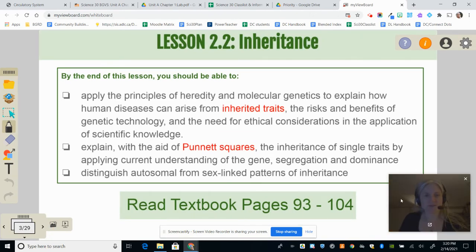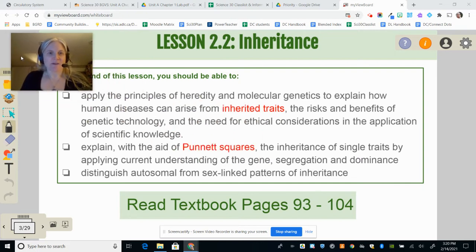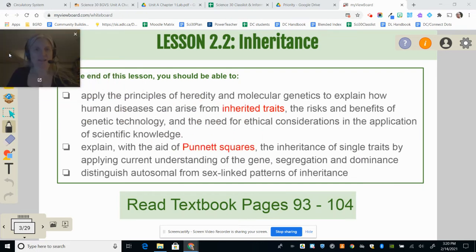So these are our outcomes. Make sure you review those so you can check out what we're doing today. The new thing that you're really going to be touching on are the Punnett squares. And we're going to be using Punnett squares to figure out how the inheritance of single traits, so we're just looking at one trait at a time, and we use Punnett squares to figure out how they segregate and are passed on.